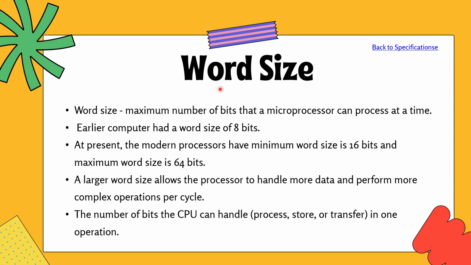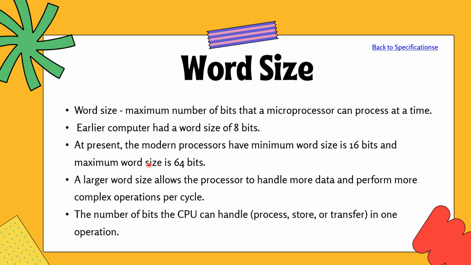So what is the word size? Word size is the maximum number of bits that a processor can process at a time. Earlier computers could process up to a word size of 8 bits only. So only up to 8 bits the processor could process the data. But at present, modern processors have a minimum word size of 16 bits and a maximum word size of 64 bits. So the word size has tremendously increased, so the amount of data processed has also increased.